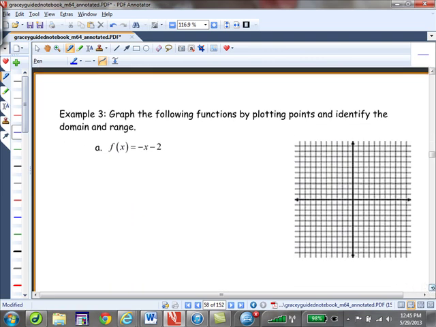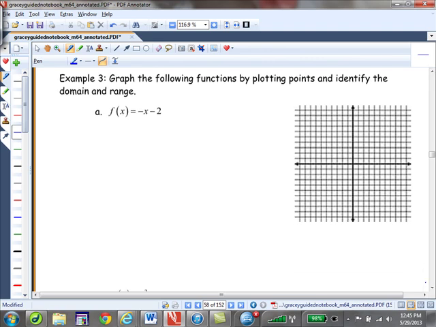So here we go, example 3. Now what we're going to do is graph the following functions by plotting points, or however you can graph, and we're going to identify the domain and range. So again, on this one, do you guys see this is linear in form? We do have x and f of x, but we can say mx plus b form. So I'll just do the regular scale of -10 to 10. M is what? Good, -1.